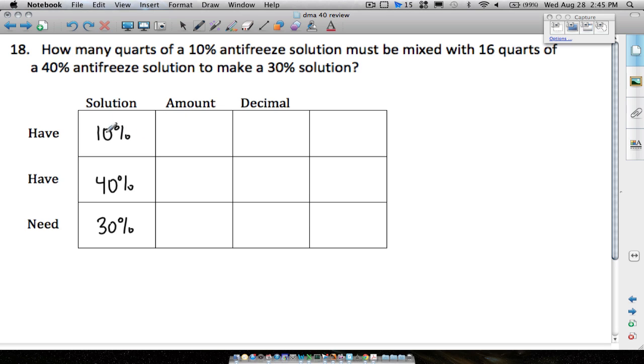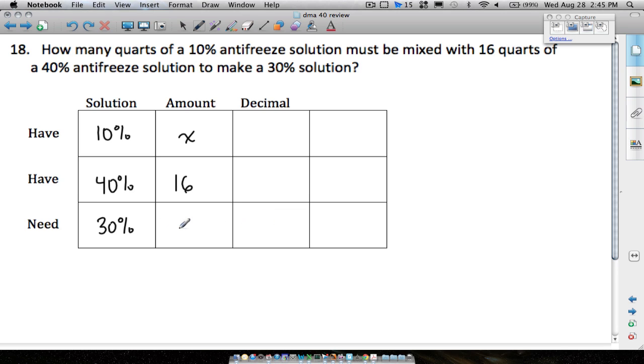We had the 10% solution, but we don't know the amount that we need. So we're going to call that X. We have to give it a variable if we don't know what it is. Do we know the amount of 40%? Well, the problem says how many quarts of 10% antifreeze solution should be mixed with 16 quarts of 40%. So we do know that's 16 quarts. I'm just going to put 16 down there.